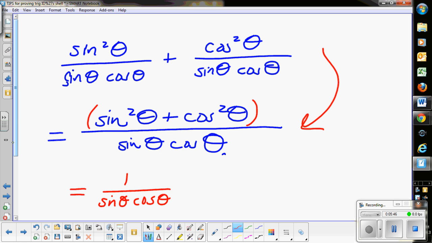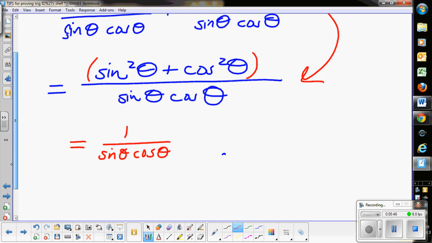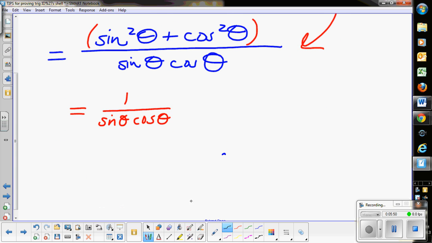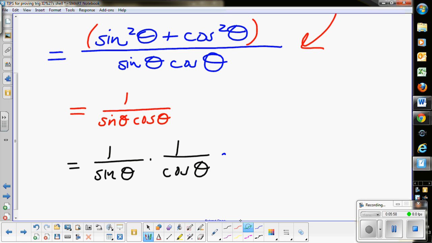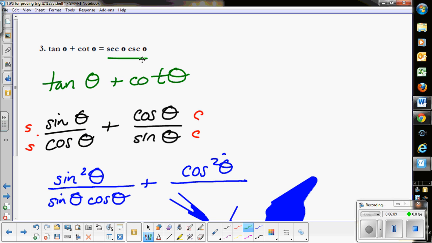And I could think of that as being two separate fractions. The two fractions would be 1 over sine, 1 over cosine. And what's 1 over sine equal to? Cosecant. And 1 over cosine is secant. So now if we go back, that is what we wanted on this side.